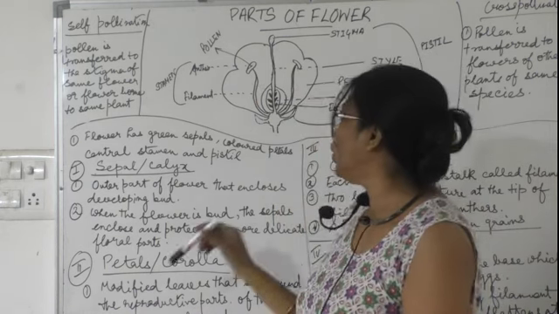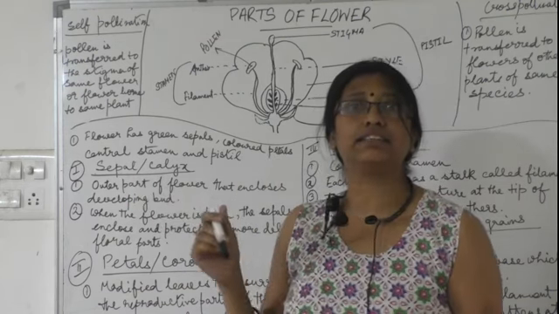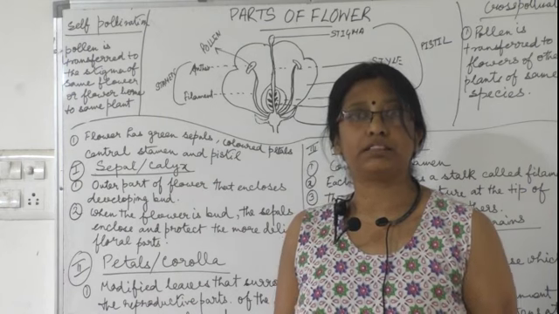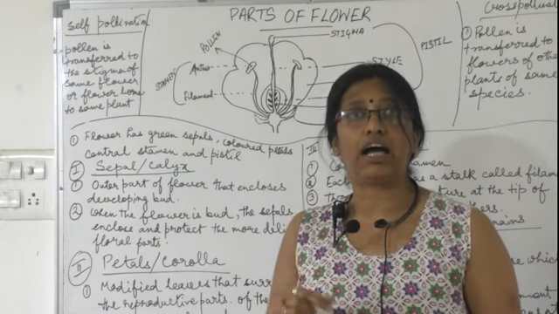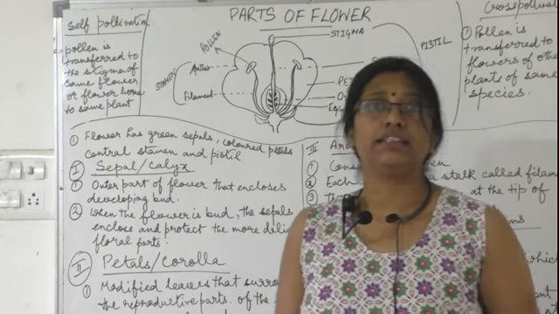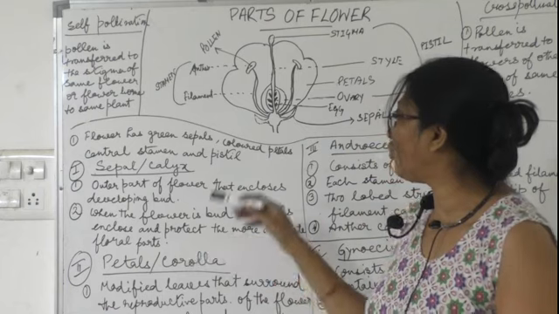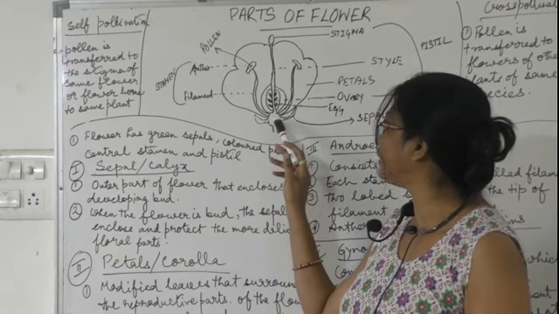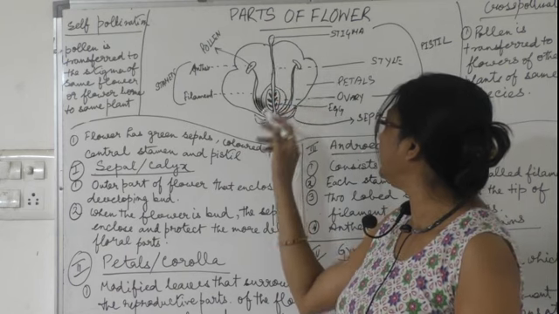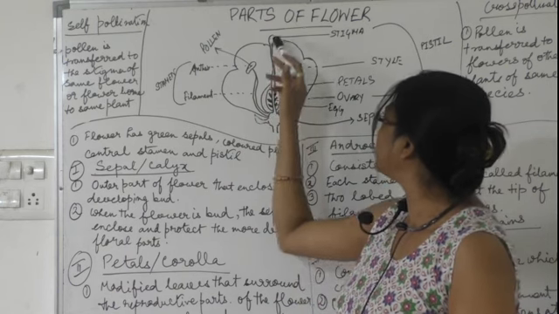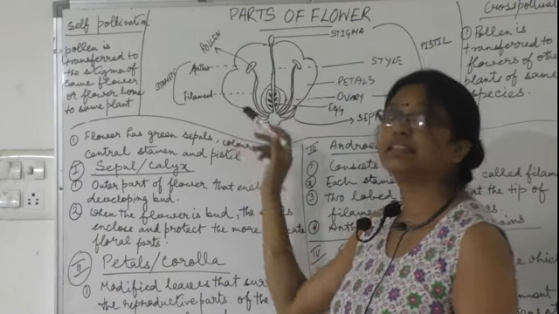Okay, so first let's discuss about sepals. So these are the four roles of flower. The term role is used in science. These are the four roles. This is the first role, that is sepal. This is second role, that is petal. This is third role, that is the pistil, and the fourth role, that is stamen.